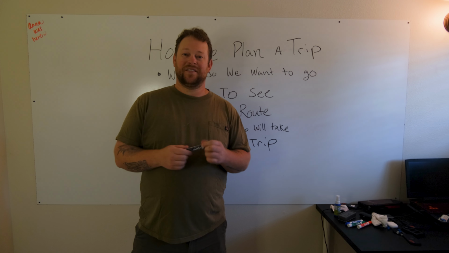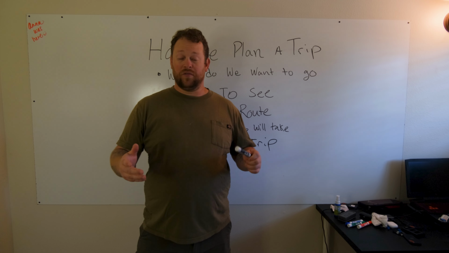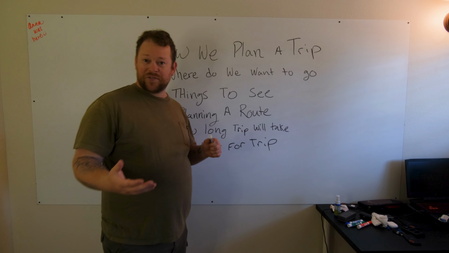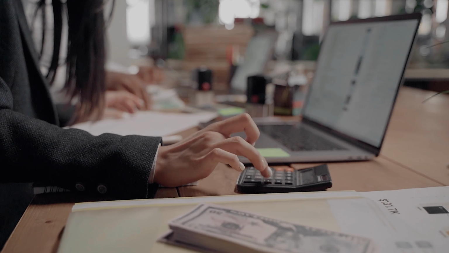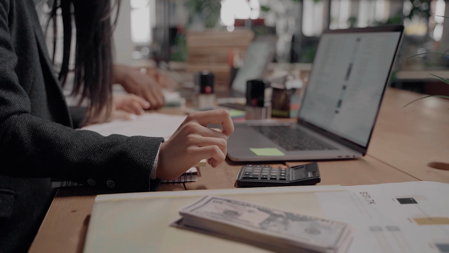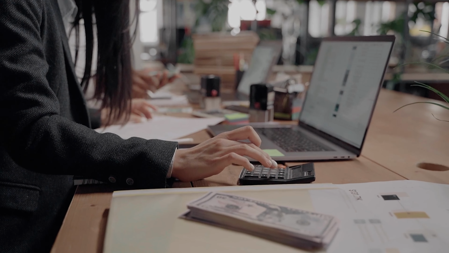Once you have your daily estimated cost of what it's going to take, you multiply that by how many days the trip is supposed to take. Multiplying daily cost times how many days the trip will take will give you a good estimate of what your budget should be.